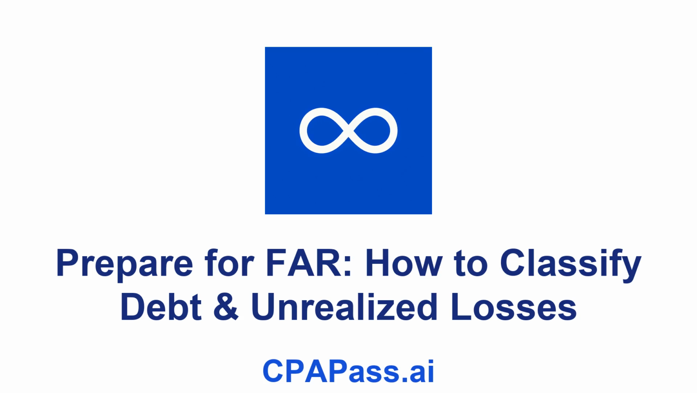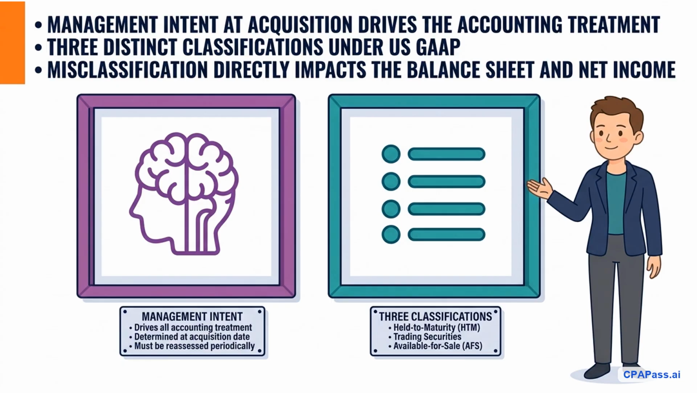Visit cpapass.ai. Today, prepare for FAR, how to classify debt and unrealized losses. Examiners love to trap candidates on where unrealized gains and losses land, specifically whether they hit the income statement or bypass it to sit in equity.